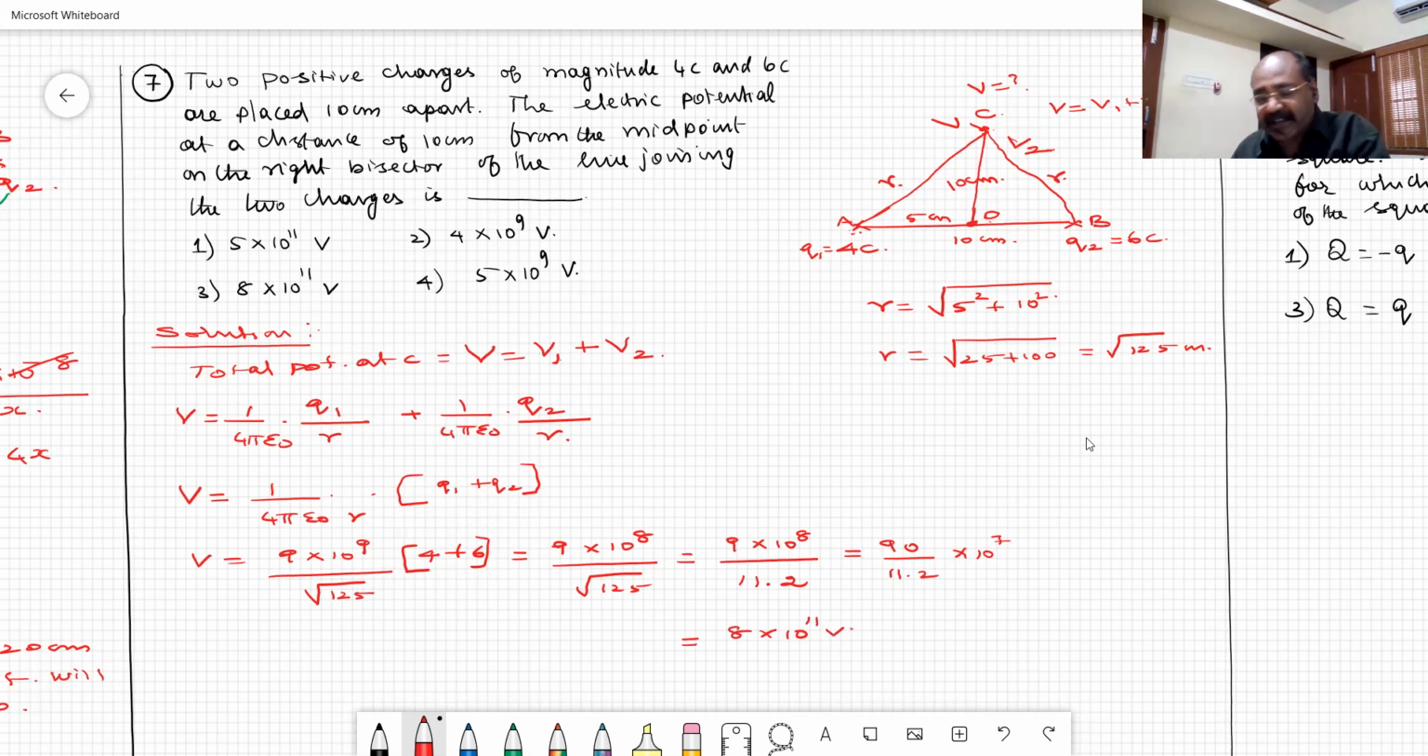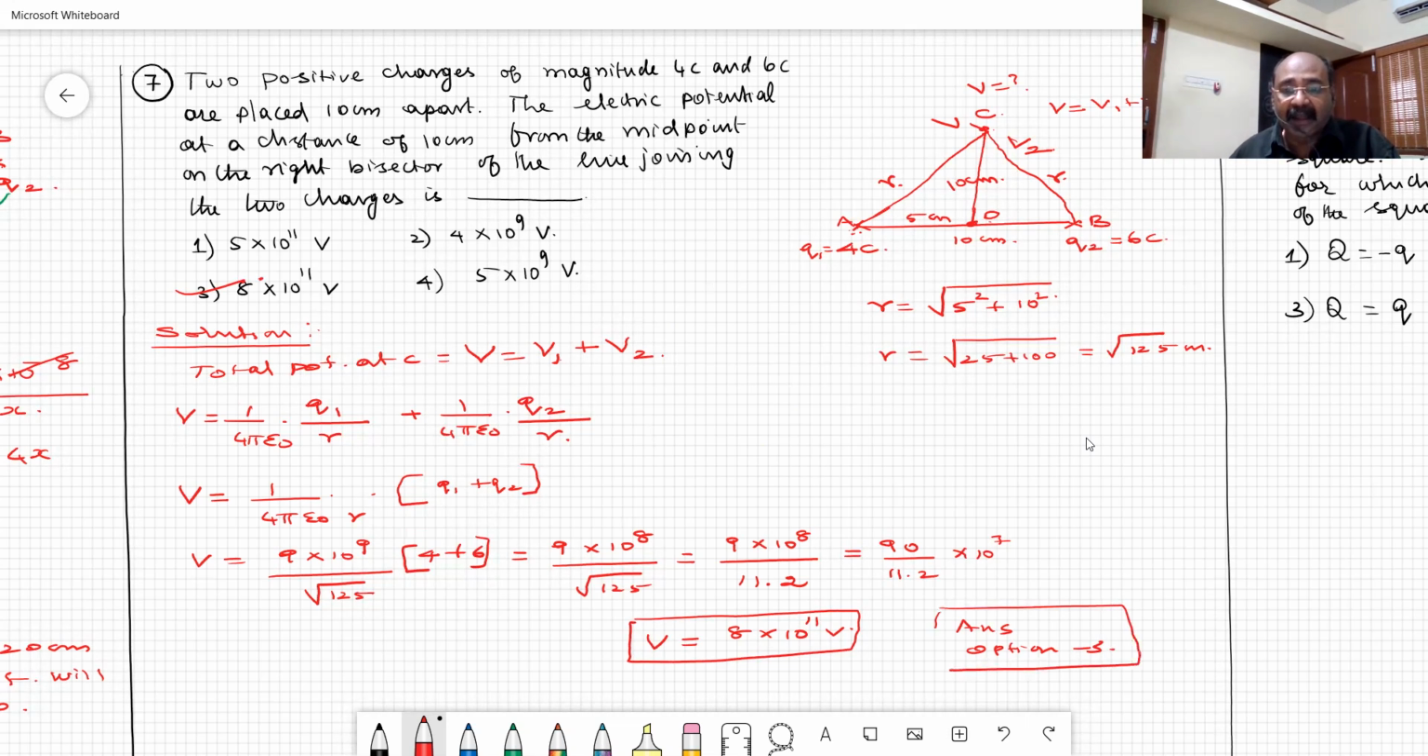So you just check the answer. I have given it in an approximate manner. So simplify and get the answer, and you will be getting the answer as 8 into 10 to the power of 11 volts. So this is taken to be the potential. If this is the answer, then the option that you can get is option number 3. So please check the answer by doing the simplification. Hope you have understood this, and the answer is 8 into 10 to the power of 11 volts.